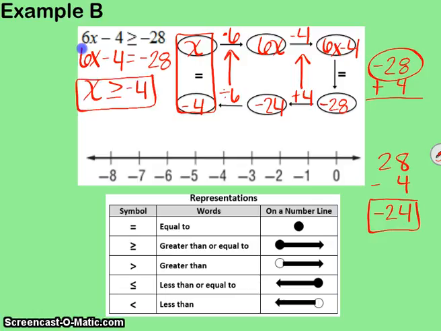Then I have to plot this on my number line. Well, I'm looking at my inequality sign. It's greater than or equal to with that line underneath it. So I know that my circle needs to be shaded. And then if I were to write this inequality sign off to the side and I make an arrow out of it, I know that it needs to be shaded to the right.